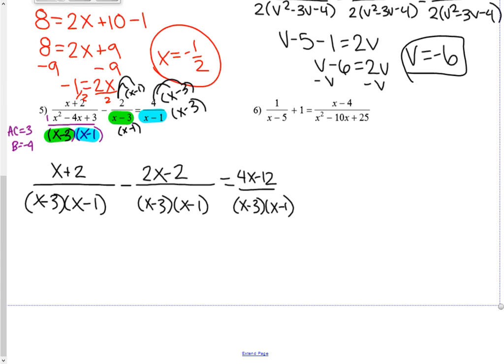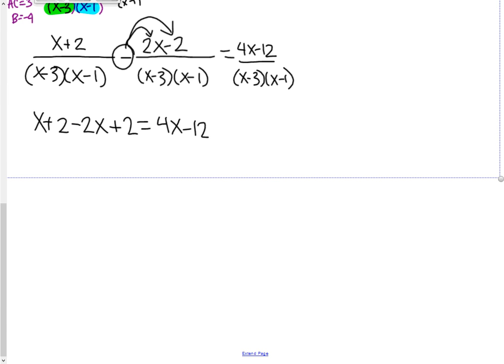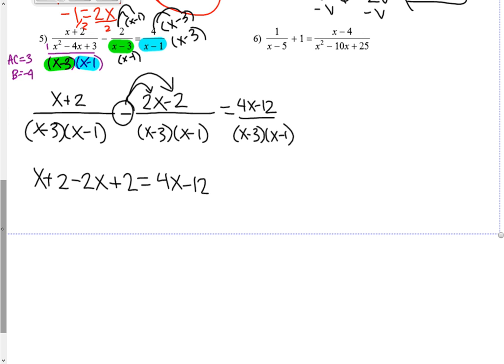So now all my denominators are the same, so I'm just going to look at my numerator. So I have x plus 2. We have to be careful because we have this subtraction sign here, so remember we have to distribute that negative to everything on top of that second fraction. So I have minus 2x plus 2 equals 4x minus 12. Combining my like terms, x minus 2x gives me negative x. 2 plus 2 gives me a 4. That equals 4x minus 12.